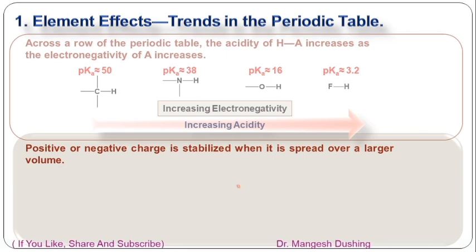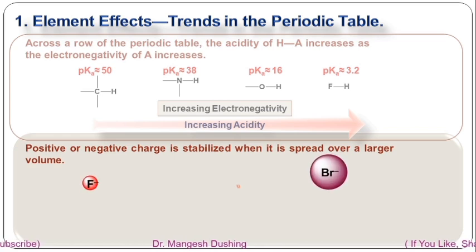Second, a positive or negative charge is stabilized when it is spread over a larger volume. Then the conjugate base gets more stabilized and the acid becomes a stronger acid. We will compare these two ions, fluoride ion and bromide ion. These are the conjugate bases of HF acid and HBr acid.